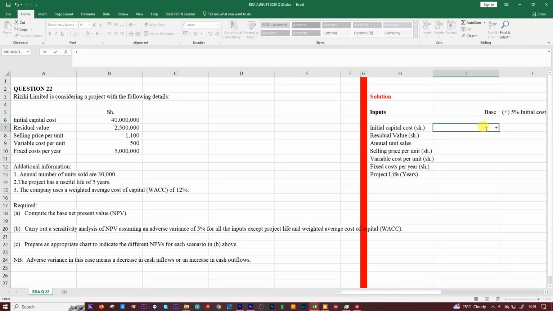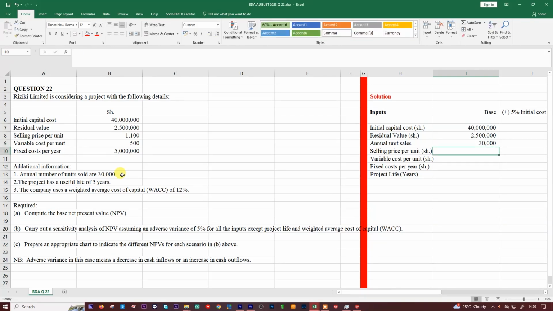So here the initial cost plus that value there. Then we have the residual value going down. The residual value is given to us over there, because we talk about the base case. And then the annual unit sales, you can see is right here, additional information number 1. So 30,000. Because this is in words, it's not separated from the words. So it's in figures combined with the words. So just put 30,000 there.